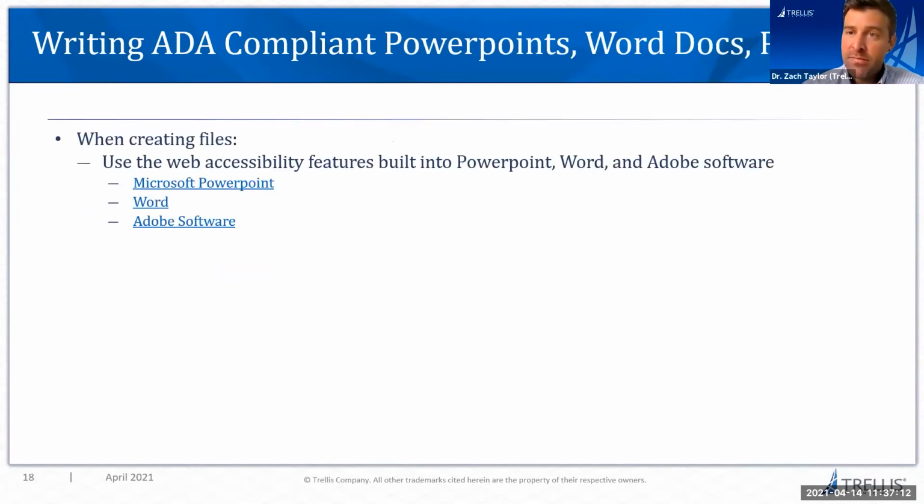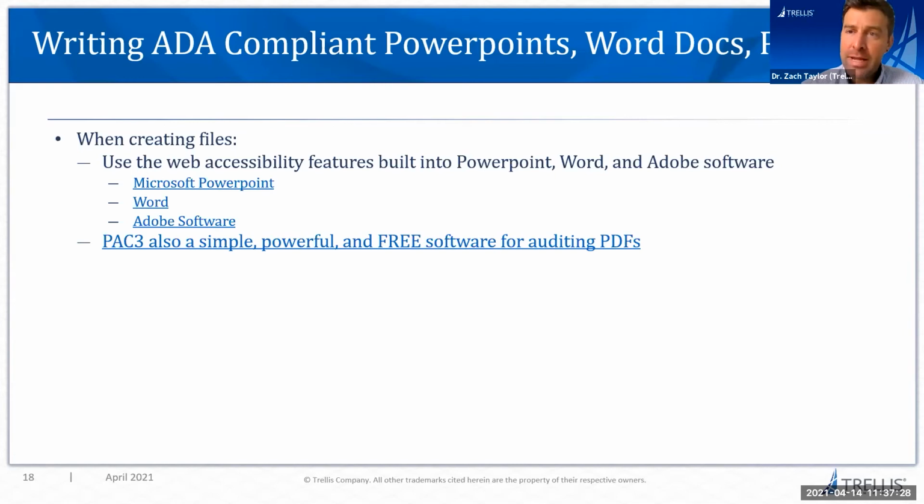Use the accessibility features built in. We have links to all of those, and all those accessibility features are free in most versions. Adobe Pro has the accessibility features built in. Adobe Reader does not, so that's one limitation. PAC 3 is also a free software to audit PDFs.